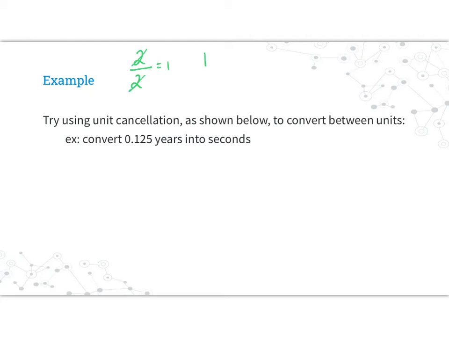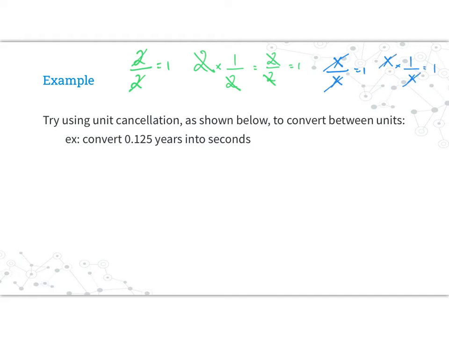We also know that 2 times a 1 over 2 is the same as writing 2 over 2. So again, we could say that the 2's have canceled, leaving us a 1. The same thing works with variables. So an x over x is still 1. The x's have canceled. And x times 1 over x is still 1.